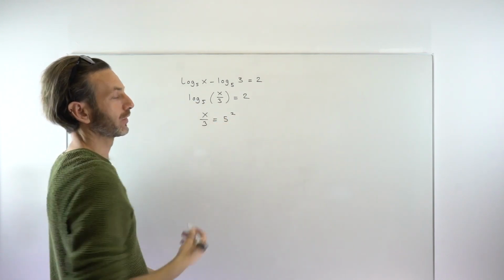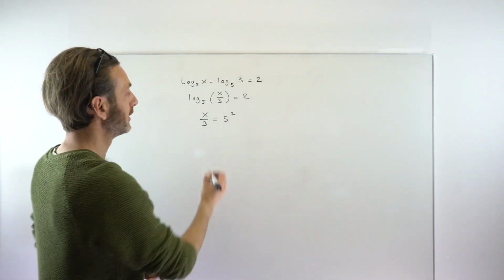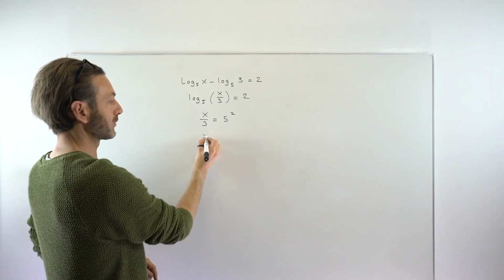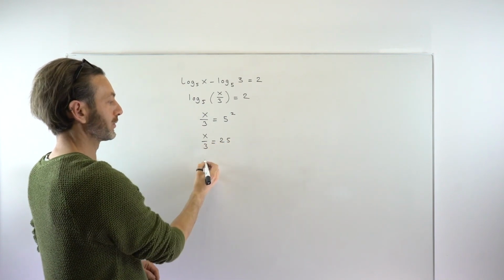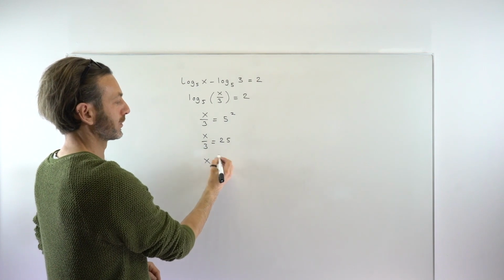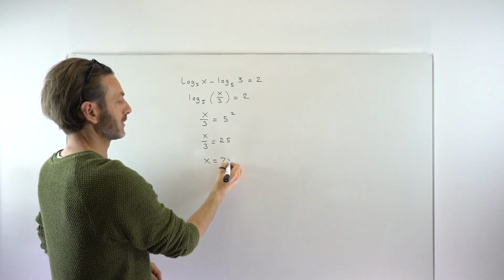If you introduce a log on the right hand side, you'll end up with the same answer. Then we just need to solve that equation. So x over 3 equals 5 squared, which is 25. Multiplying both sides by 3, you'll get x equals 3 times 25, which is 75.